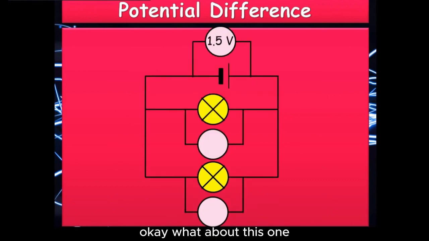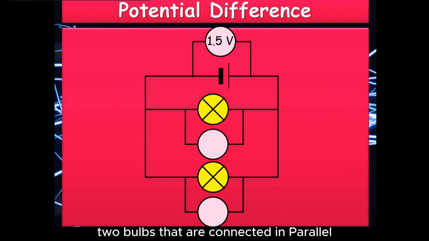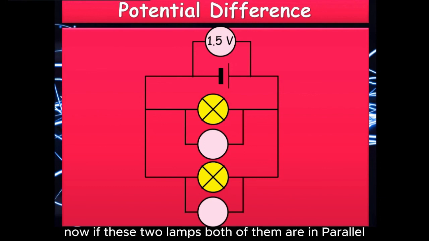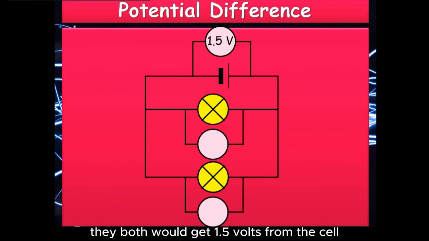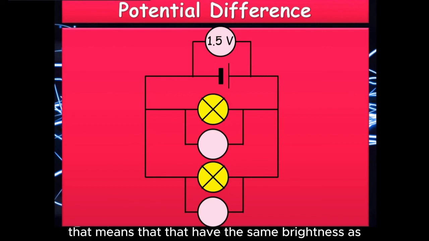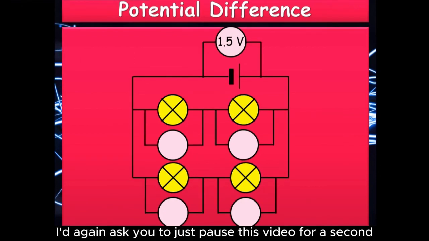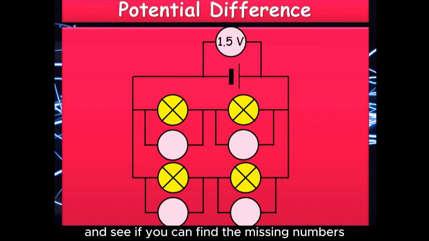What about this one? 1.5 volts EMF of the cell, and then we have two lamps, two bulbs that are connected in parallel. If both of these lamps are in parallel, they both would get 1.5 volts from the cell. Since they get the same voltage from the battery, that means they have the same brightness. Here's a new problem, and I'd again ask you to pause this video for a second and see if you can find the missing numbers in this diagram as well.